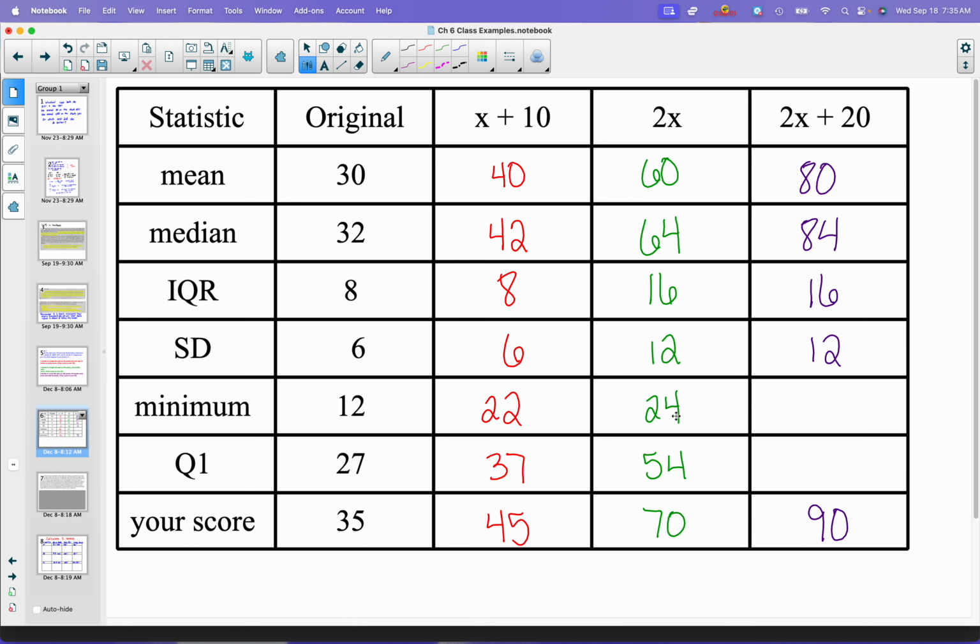The minimum is going to double to 24 and then add 20. It's a position, and it's affected by both. Q1, again, is a position, so we're going to double it and then add 20. And those would be my values. So it's important to know that adding or multiplying, all the different things we do mathematically to the measures of center are going to change those values. But for spread, only if you are multiplying or dividing will that change that.